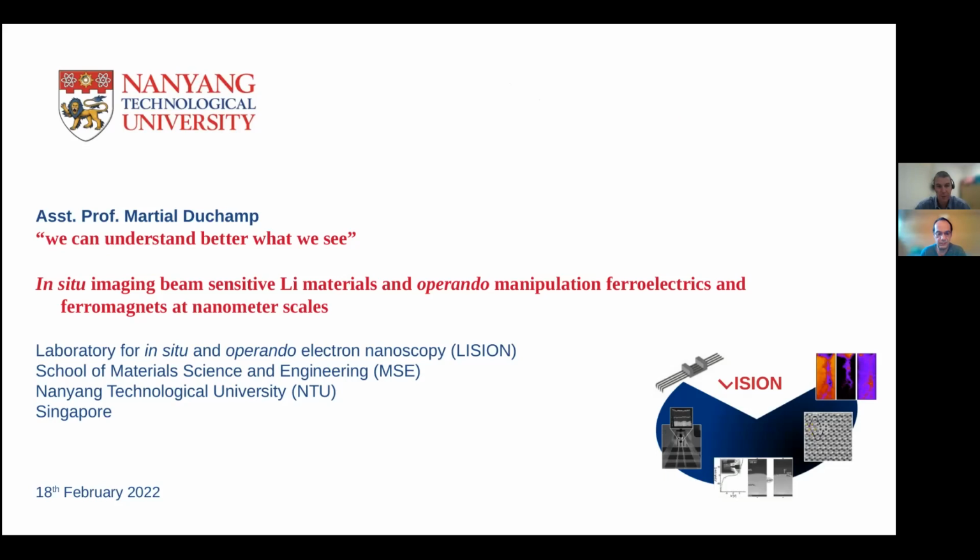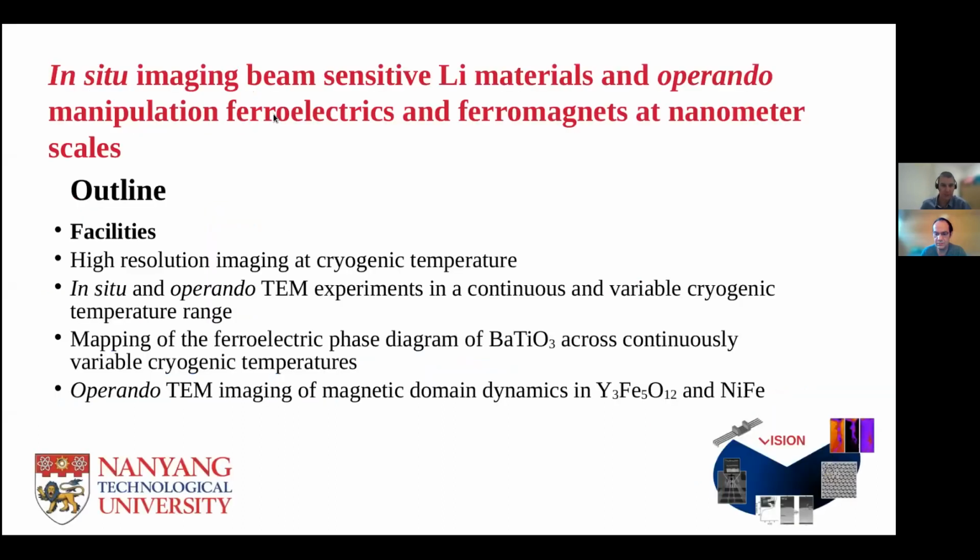So today I will be talking about TEM imaging, and mainly, if not only, in situ imaging of beam-sensitive materials, as well as operando TEM imaging and manipulations of ferroelectric and ferromagnetic domains. I will come back to these points during the presentation.